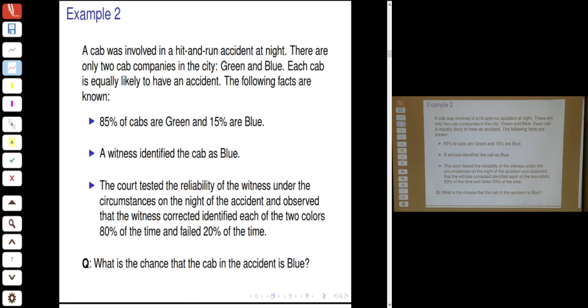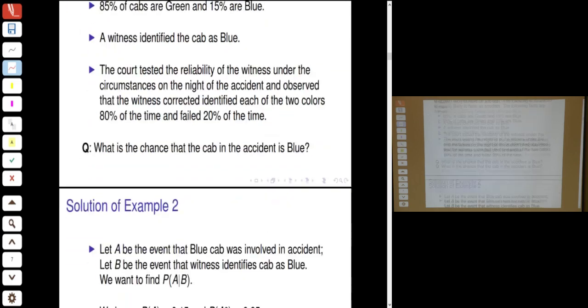However, there is a catch, and the catch is that the witness is not always correct in identifying the color. So, there are some probabilities involved there, and he identifies each of the 2 colors correctly with 80% chance, and incorrectly identifies the color of the cab with 20% chance. So, given that the witness has identified the cab as blue, what is the chance that the cab in the accident is actually blue? Okay? So, this chance we want to estimate.